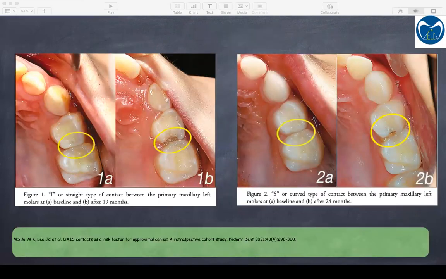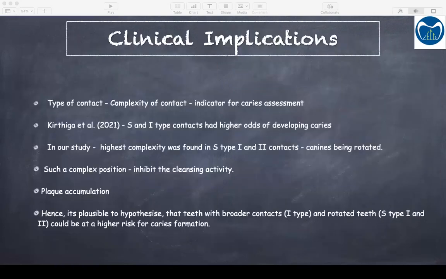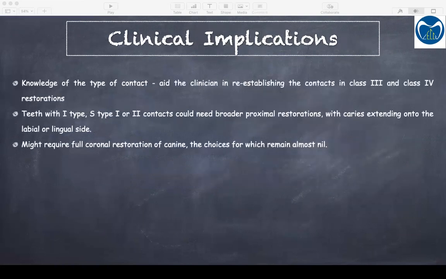This study on the OXIS contact as a risk factor for proximal caries shows that S and I-type contacts had higher odds of developing caries. In our study, highest complexity was found in the S type 1 and type 2 contacts, where the canines were being rotated. Such a complex position could inhibit the cleansing activity, leading to plaque accumulation. Hence, it is plausible to hypothesize that the teeth with broader contacts and rotated teeth could be at a higher risk for caries formation. The knowledge of the type of contact could aid the clinician in re-establishing the contacts. Teeth with I-type, S-type 1, and S-type 2 contacts could need broader proximal restorations.